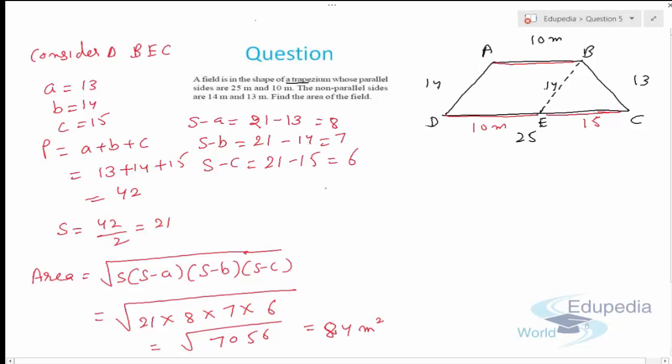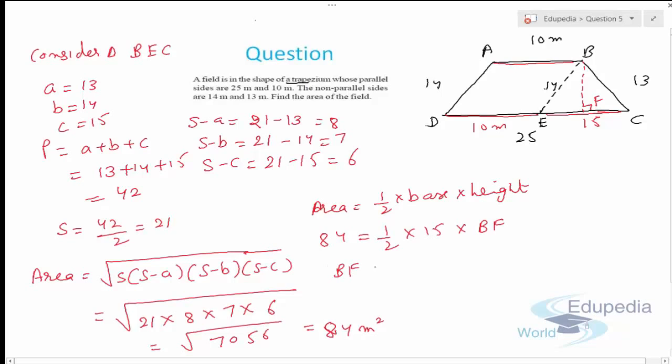Now using this area of the triangle, we can find the height. Let's draw a height like this, and let's say this point is F. We can say that area is also equal to half base into height, right? So area is 84, which is equal to half, base is 15, and let's say height is BF. Then BF will be equal to 84 times 2 divided by 15. When you solve this, the answer will come out to be 11.2 meters.